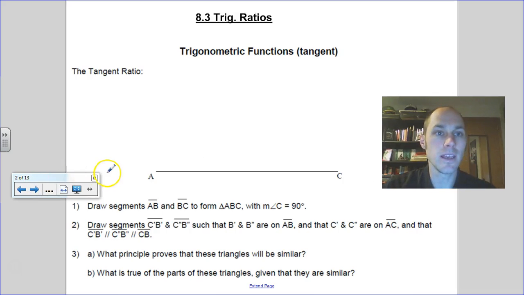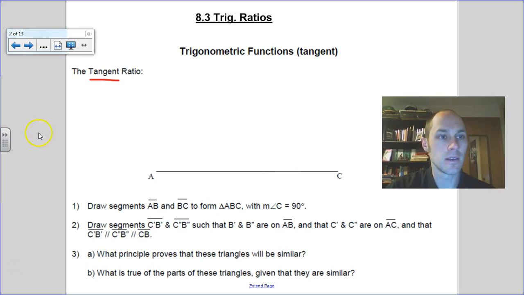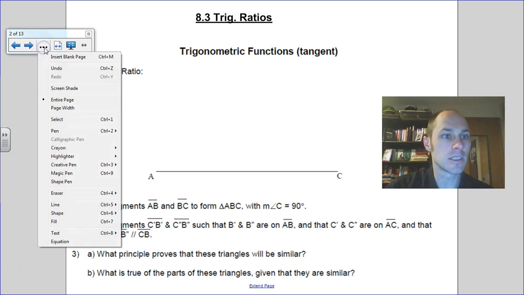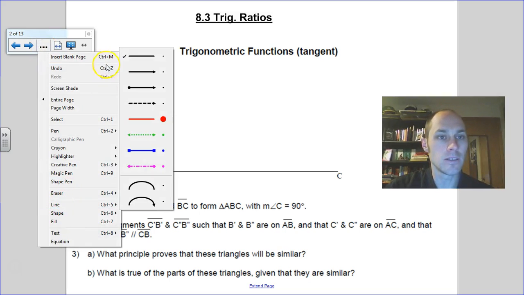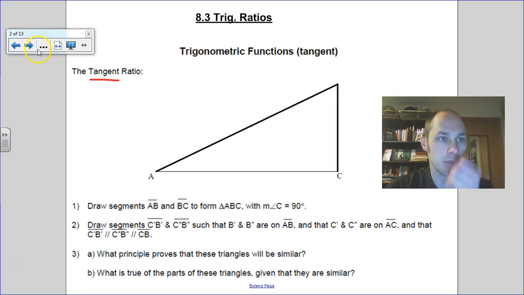So let's get started with the tangent ratio. Let's learn what that is. But first of all, in order to do that, I'll need you to do some work. You need to draw some segments in your notes there. Draw segments AB and BC to form triangle ABC, and you want angle C to be a right angle, 90 degrees. It doesn't matter the length, you can draw whatever size you want, but you're going to draw in AB and BC.